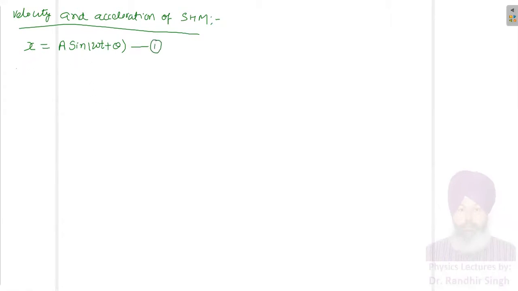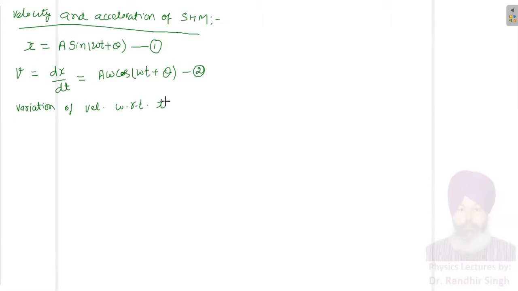Let us say now the velocity of the object which is vibrating is given by the rate of change of position. I think you would agree with me. So now, A is a constant quantity, so it will be A omega cos(omega t plus theta). This is equation number 2. This expression tells us the variation of velocity with respect to time.